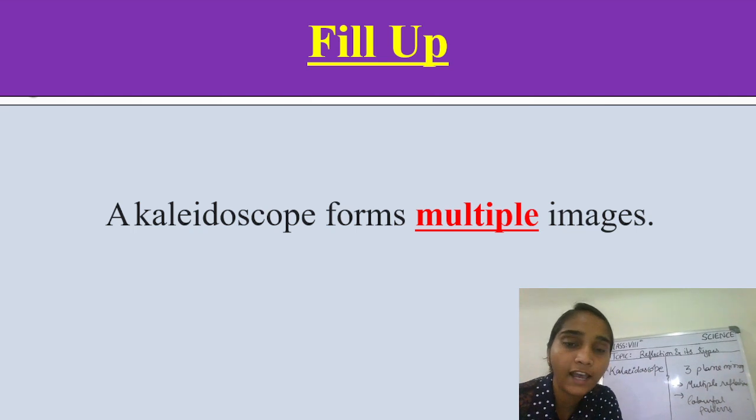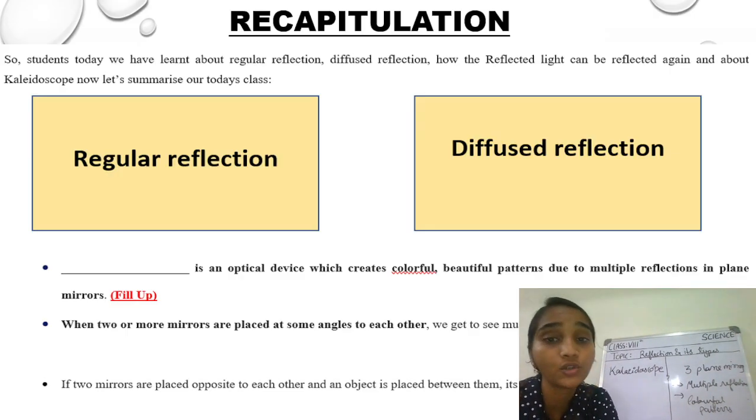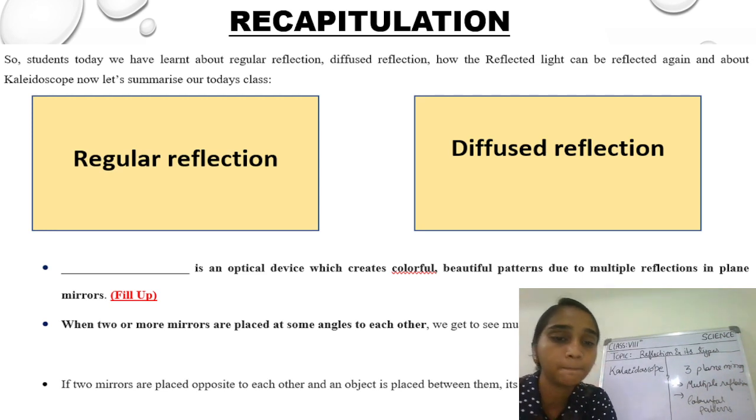So students, what have we discussed in our today's class? Yes. So today we have learned about the reflection and its types. We have seen the regular and the diffused reflection, right? And also how the reflected light can be reflected again, and about the kaleidoscope. So now let's summarize. So students, what is the regular reflection and what is diffused reflection?